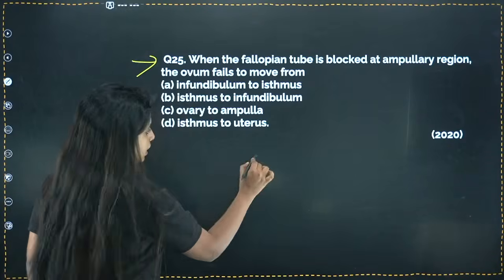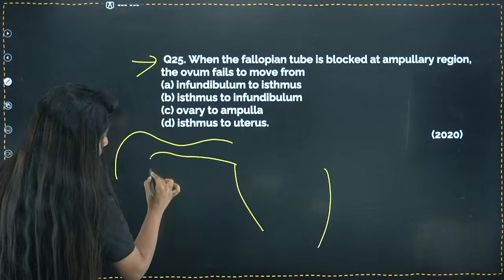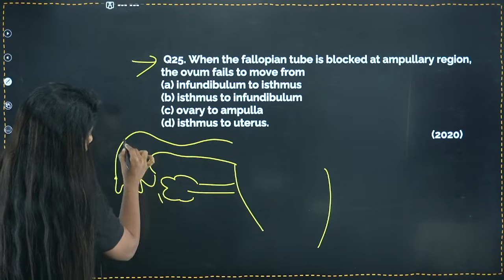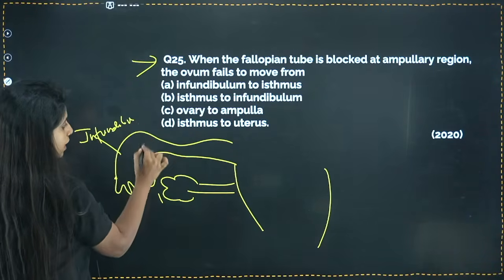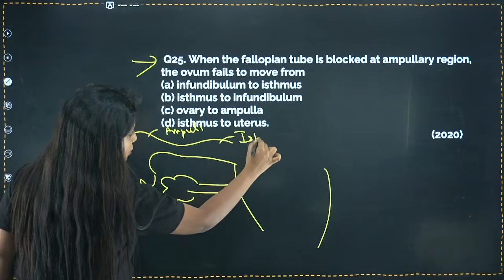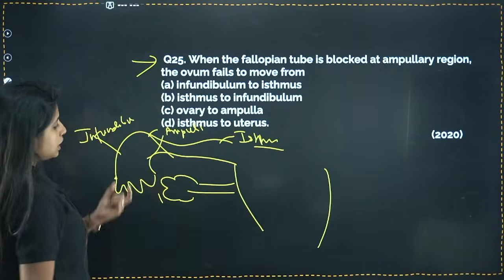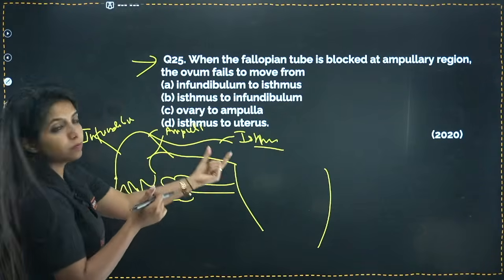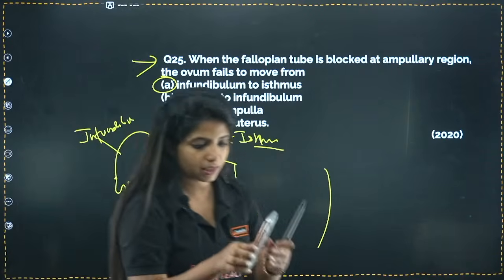Is it A? So listen, if this is the uterus and this is the fallopian tube, you have several regions, right? So here you have the ovary. Nearest to the ovary, you have a funnel-shaped structure which you call the infundibulum. And then over here you have the ampulla. And then over here you have the isthmus. So what is being said over here? That the fallopian tube is blocked at this region. Then the ovum which is there will not be transported from here to here, right? That is infundibulum to isthmus. So your answer technically should be A only.